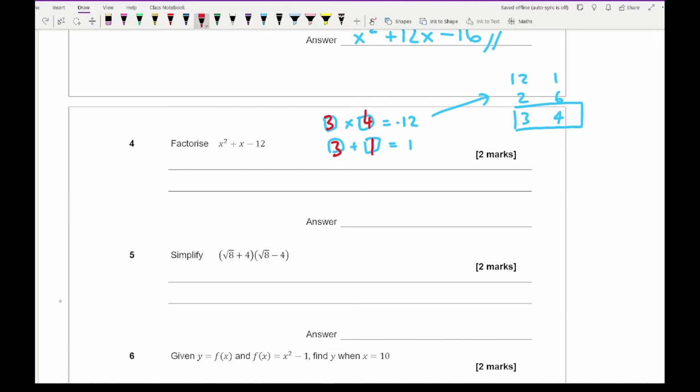Now the next thing we've got to decide are the signs. Now again, this is the sign of the bigger number. So 4 is going to be positive, and as this sign here is a negative, it means the signs are going to be different. So if the 4 is positive, it means the 3 is going to be negative. So in the brackets, I'm going to have x minus 3 and x plus 4. And again, you can have those brackets in any order you wish.